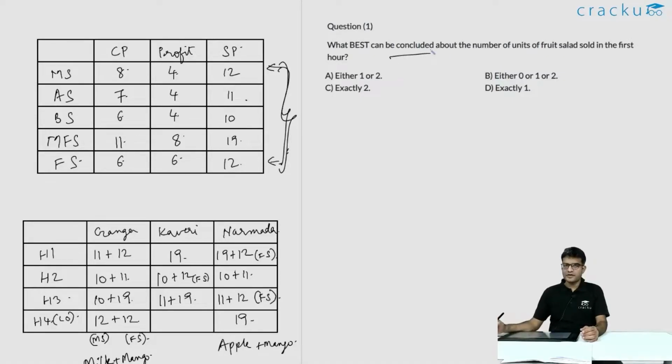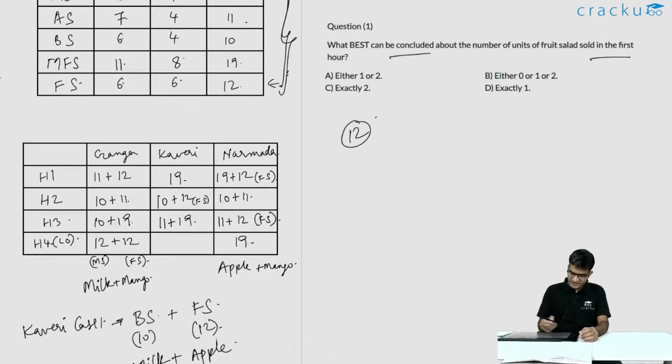What best can be concluded about the number of fruit salads sold in the first hour? Fruit salad costs 12 rupees. So in the first hour, Ganga has sold 12 rupees. So that can be either a fruit salad or a mango smoothie. In case of Kaveri, she sold no fruit salad. In case of Narmada, we know for sure that she sold 1 fruit salad. So the total number of fruit salads that are sold is 1 by Narmada plus either 0 or 1 by Ganga. So overall, the number of fruit salads sold in the first hour is either 1 or 2. So the correct answer is option A.